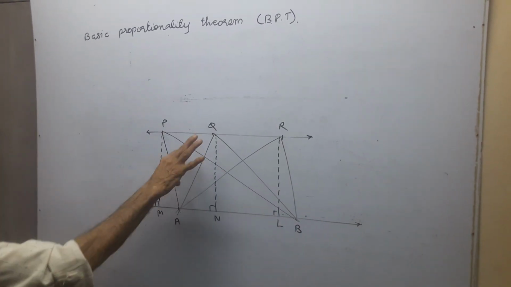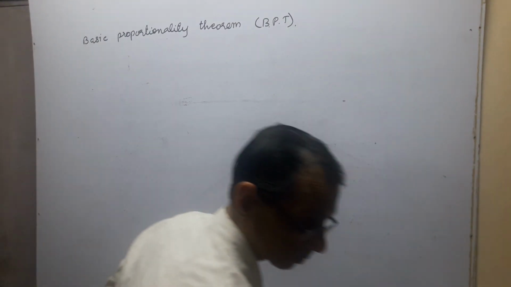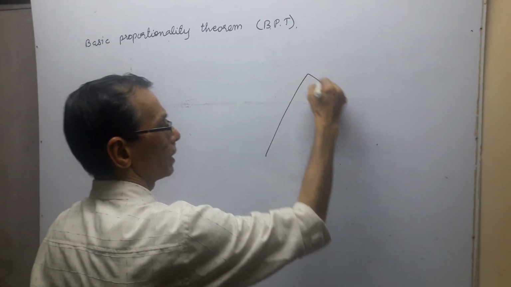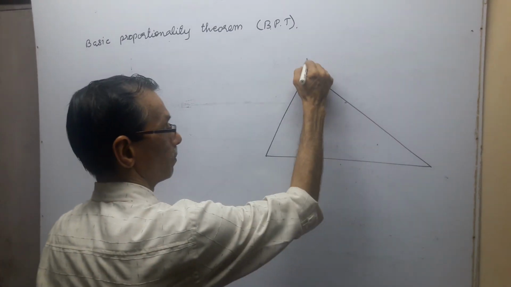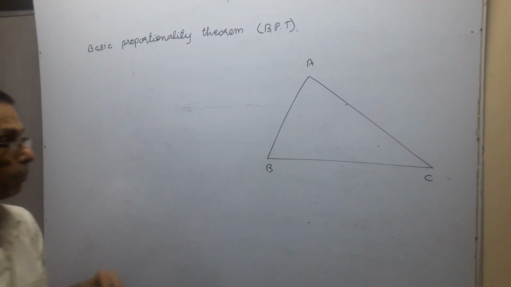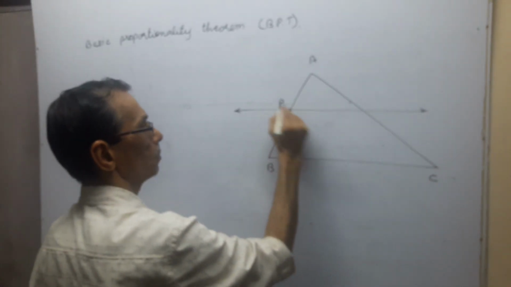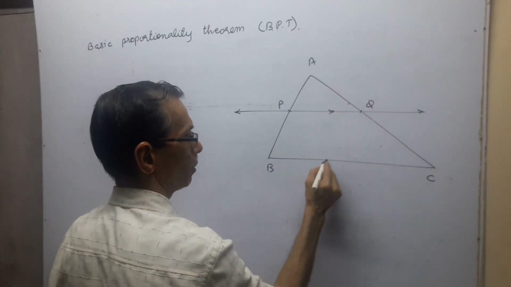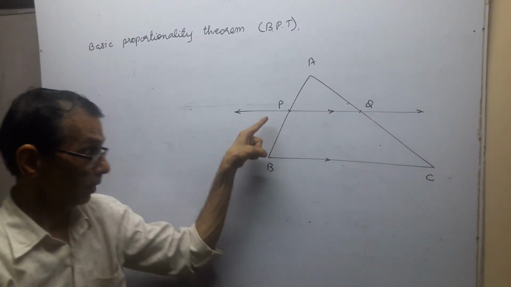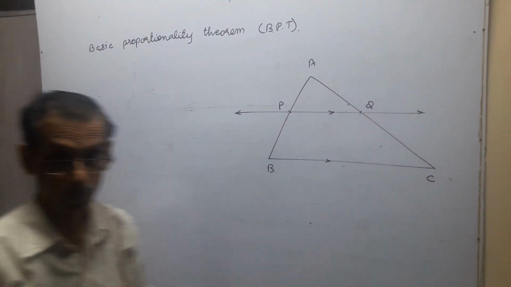So take note of this, and we are going to prove the BPT theorem, basic proportionality theorem. Try to understand what this theorem is. So we have the triangle ABC, and I draw a line PQ parallel to BC. The line PQ is parallel to line BC. So line PQ intersects AB in P and AC in Q.